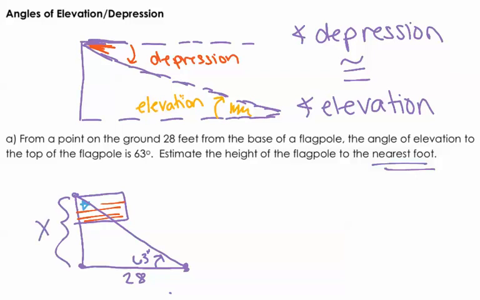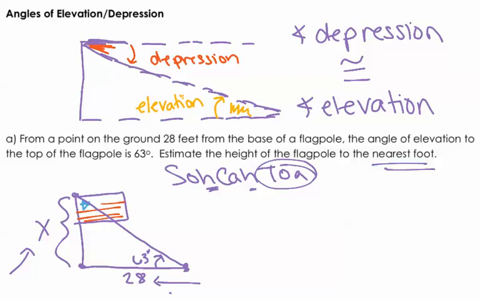So once you have your picture set up, then you have to decide, am I using a sine, cosine, or tangent relationship? Well, I don't care anything about my hypotenuse there. It's not one of the sides that I have. The side I have here is the 28, and it's not one of the sides that I'm looking for, the x. So thinking about SOHCAHTOA, the only one that doesn't involve hypotenuse is tangent. And it just so happens that I have my opposite side as my x and my adjacent side as my 28.